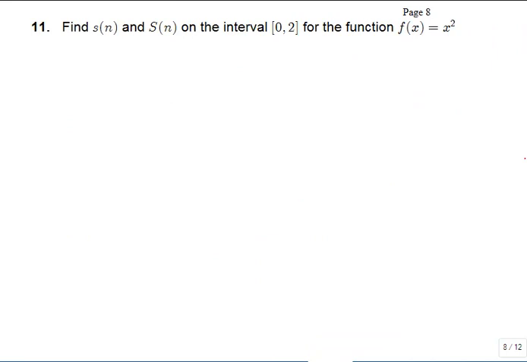So let's find this lower and upper sum on the interval 0 to 2 for the function x squared. Let's draw what this is going to look like. x squared is just a nice parabola, and we're going from 0 to 2. So we're trying to find this area, and we want to find the lower and the upper sum. Now, on this particular problem, it doesn't tell me how many rectangles to use. In fact, these are in terms of n. So we're going to use n rectangles.